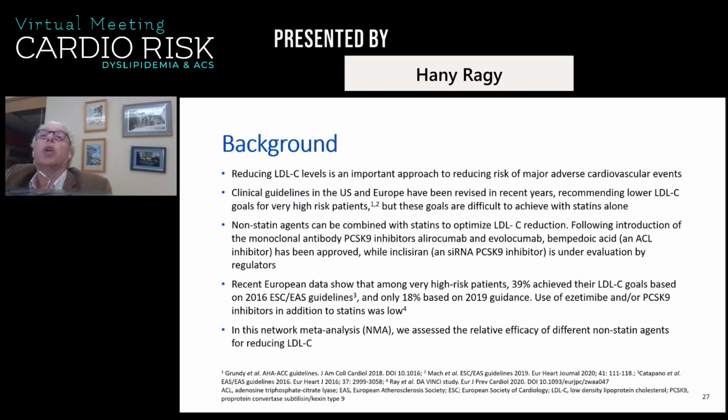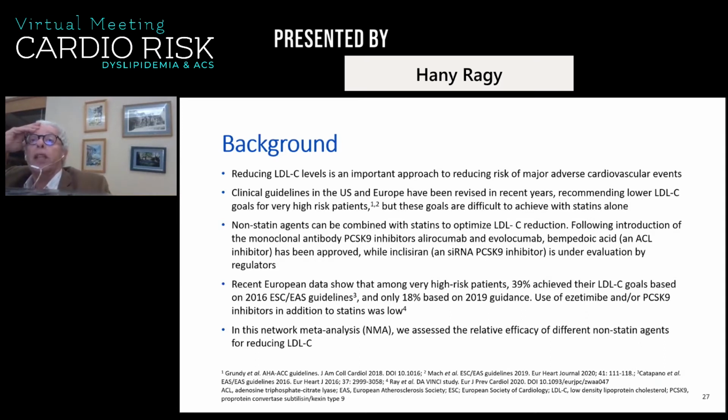The background was that reducing LDL levels is important, and that the clinical guidelines in both the United States and Europe have been revised in recent years, recommending lower LDL goals for very high-risk patients, because these goals were not previously attainable and are difficult to achieve with statins alone. It looked at non-statin agents combined with statins to optimize LDL cholesterol reduction, especially following the introduction of the monoclonal PCSK9 inhibitors, alirocumab and evolocumab, and bempedoic acid and inclisiran, which works on PCSK9 via RNA.